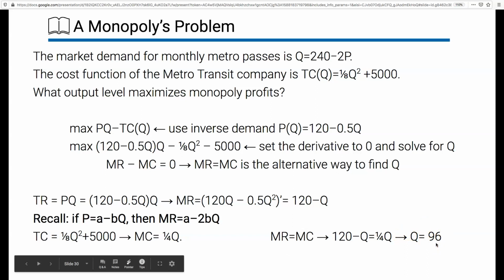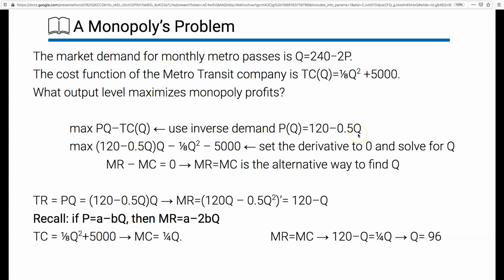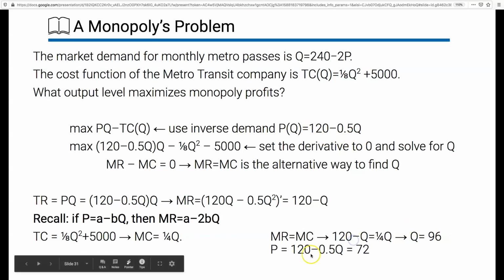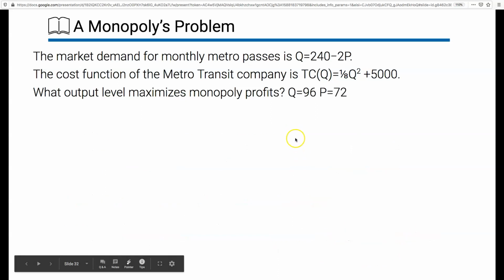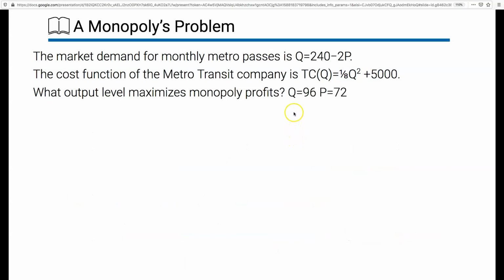And now that we know what quantity maximizes the profit, we can take that quantity, plug it back into the inverse demand to find the price which the monopoly will set to sell its output. And so the price is going to be 120 minus 1/2 of 96, $72. So now we've figured out the profit maximizing combination of output and price, 96 for the output, $72 for the price.